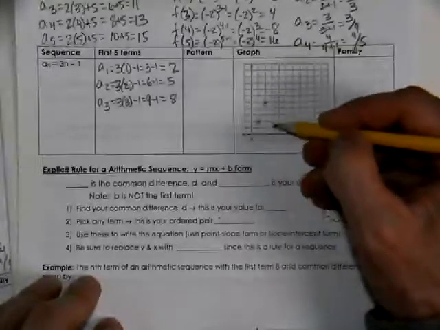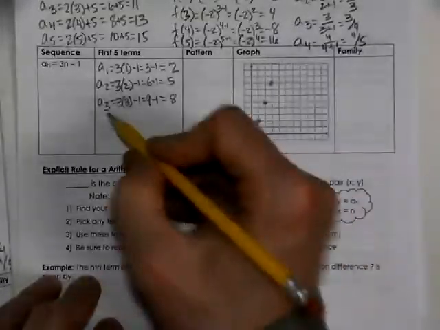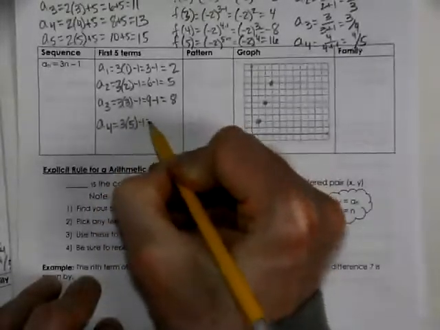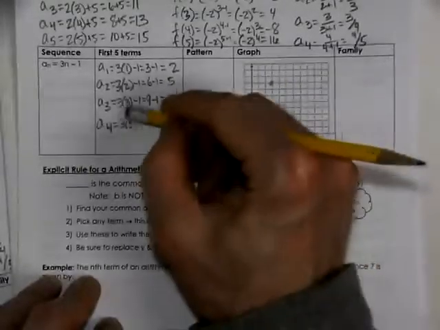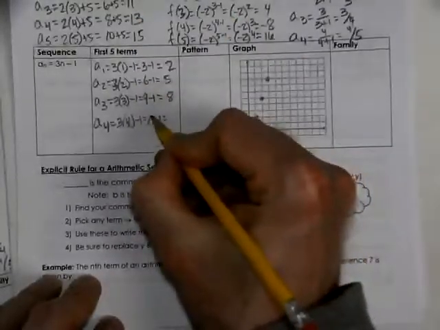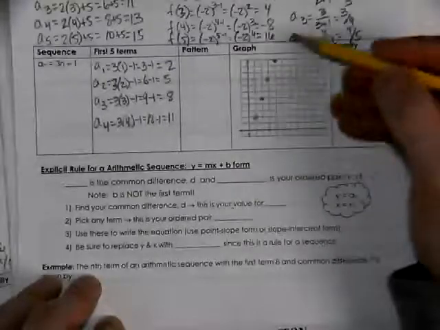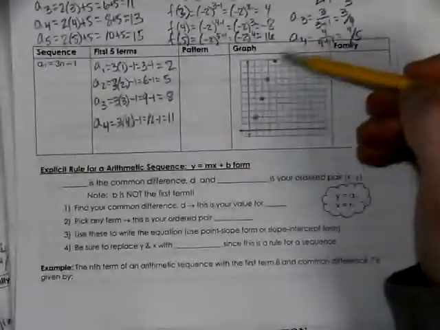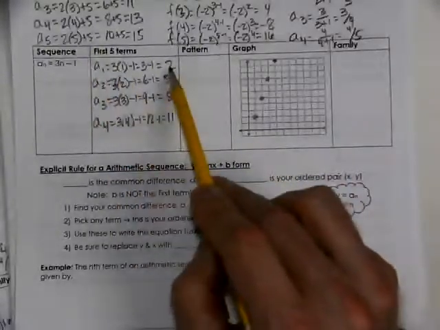Our position is 3. Our term's going to be 8. And on our graph, we can fit one more. Got to be sure we plug in the correct value. We plug in 11. So for the fourth term, we're up at 11. So these points are the values that we're getting, the position and the term.